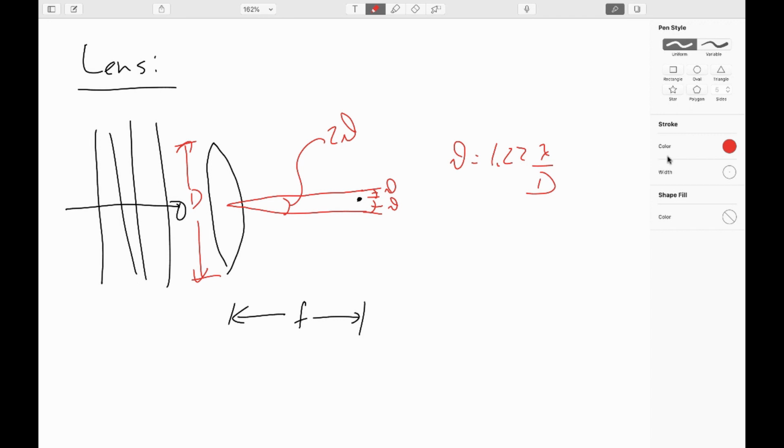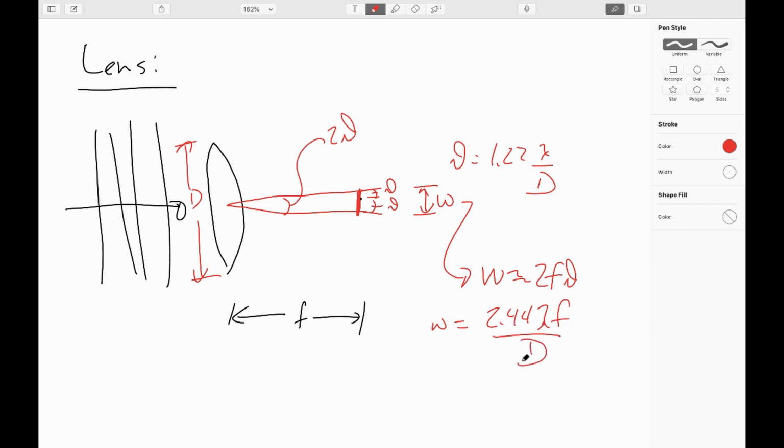So if I'm trying to guess how wide of a spot I could possibly come to a focus at, this width of the spot, the tightest focus I can possibly get, that would be roughly 2 theta times the focal length. Because the angles are small, we can approximate it that way. So if theta is 1.22 lambda over d, that means that the width of my spot would be about 2.44 lambda f over d.